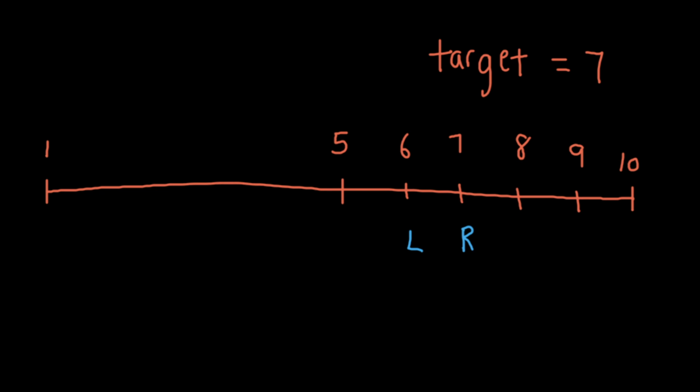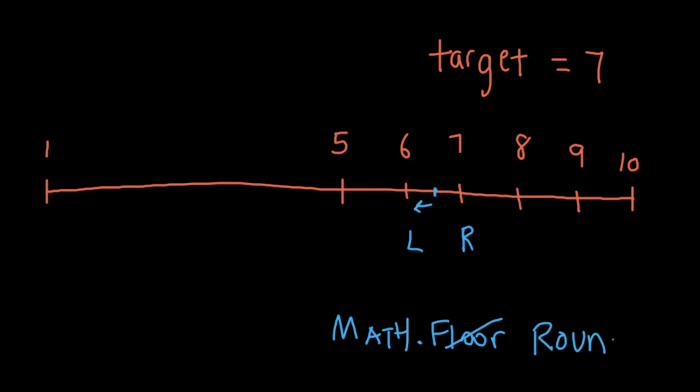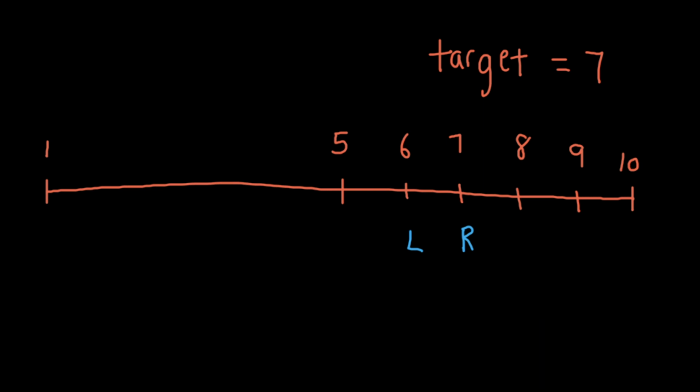Now, for me, I had used math.floor, which rounds the middle down towards 6, right? And then you wouldn't find it. But if you use math.round, you actually find it more quickly in this case. It doesn't really matter which one you choose, you're still going to find the answer.